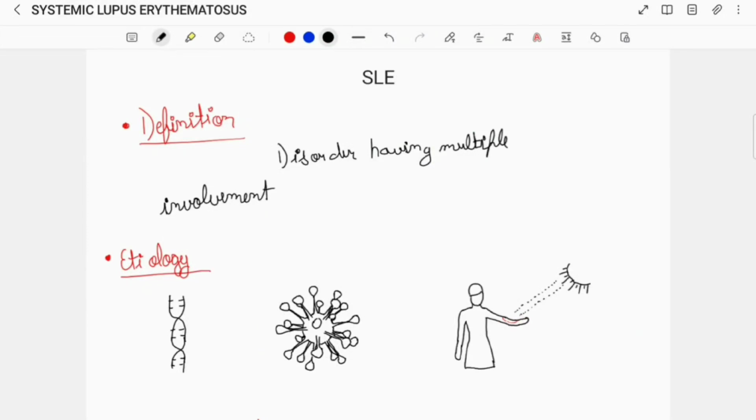Hey everyone, today I'll be talking about systemic lupus erythematosus. SLE is defined as an autoimmune disorder having multiple organ involvement.